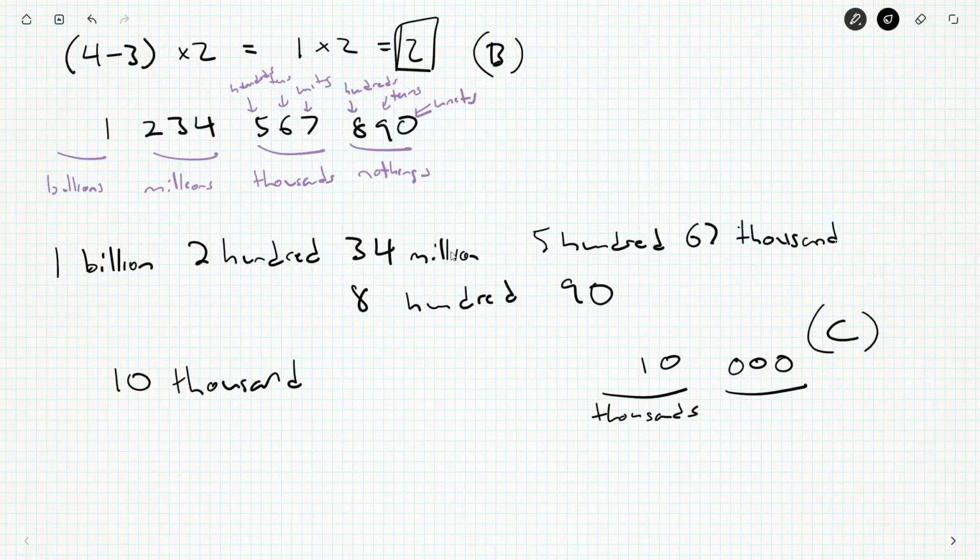So a little bit of refresher of how we read numbers, and we get our answer of C, just in case you needed it.